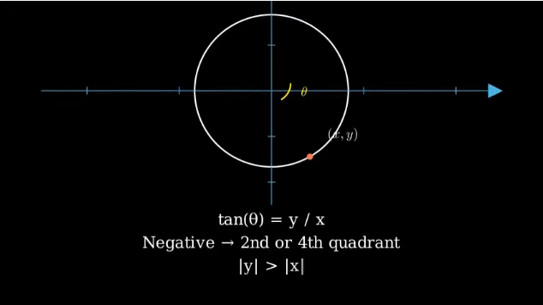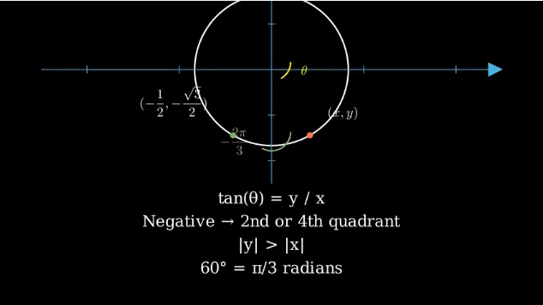The square root of 3 is approximately 1.732, which means the absolute value of y is greater than the absolute value of x. Given these conditions, we know that the angle we're looking for is in the second quadrant. In fact, it's the angle that's 60 degrees or pi over 3 radians above the negative x-axis.